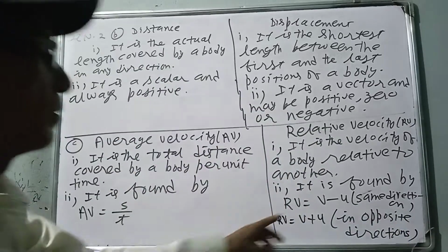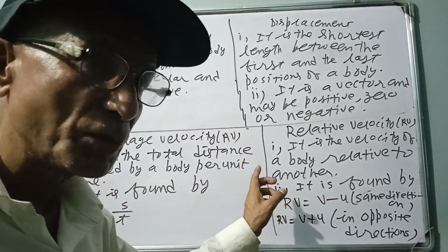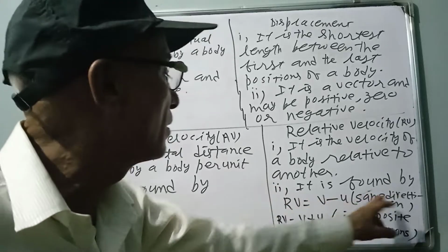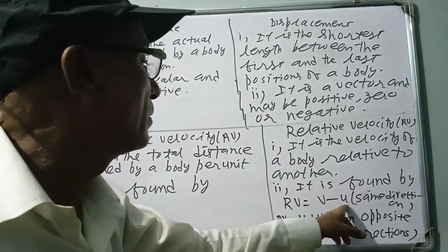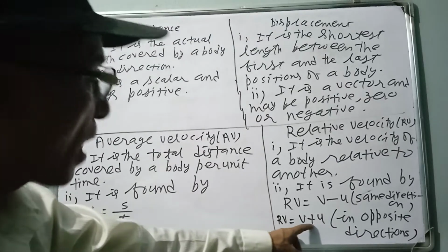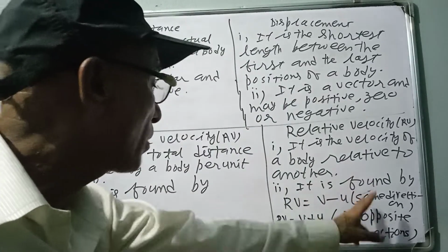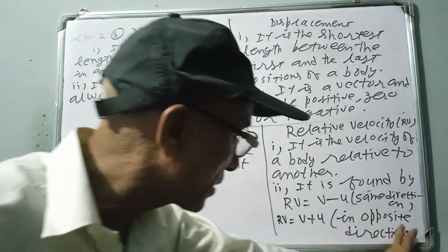For example, if both the buses are traveling towards east, or two buses are going towards west, same direction, V minus U. Or V plus U.